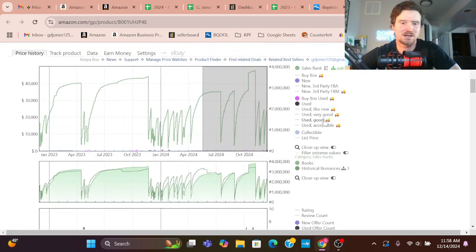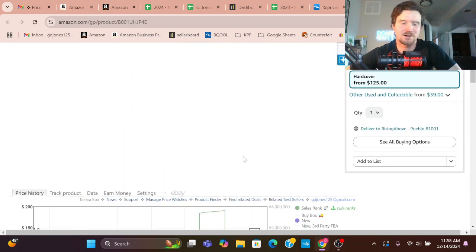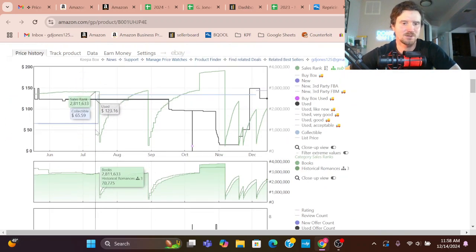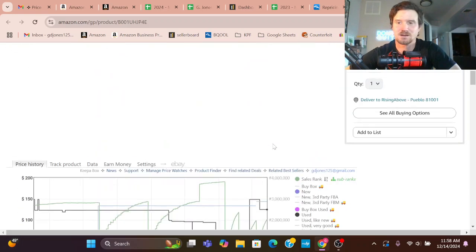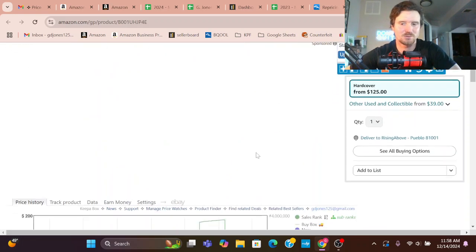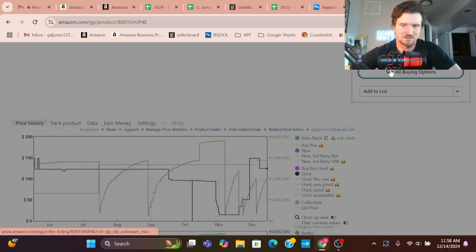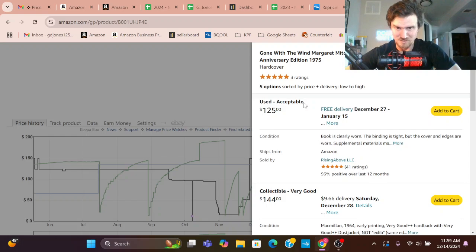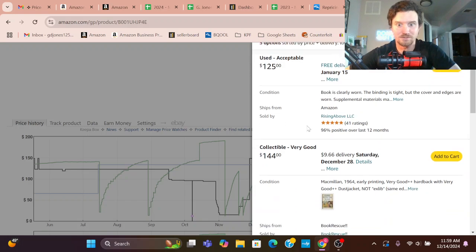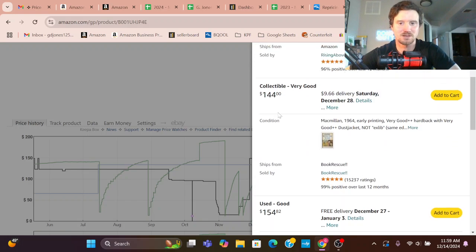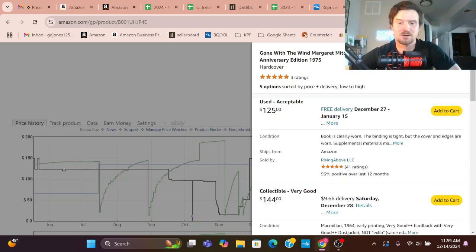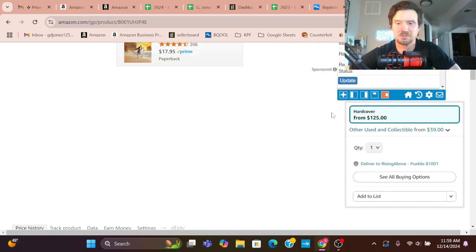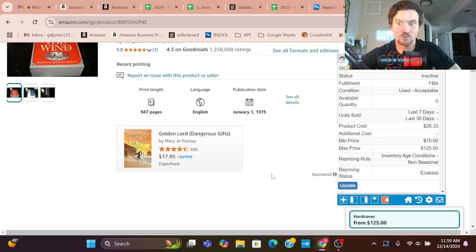I put the max at 125 because in the last 6 months you can see that it has sold for around that 120, 123 price. So I just went a little bit higher, that way it has room to move. If we look at the offers, you can see that I'm the lowest offer there is at 125. There's a couple used and one collectible up a little higher, but you can definitely see that I'm the lowest price, so that's at 125.